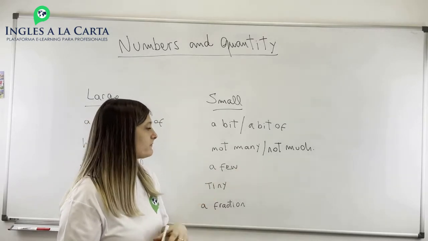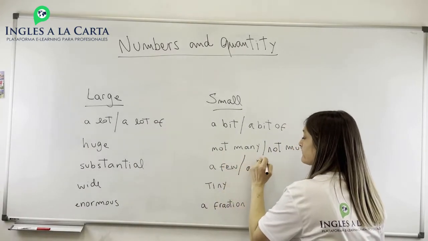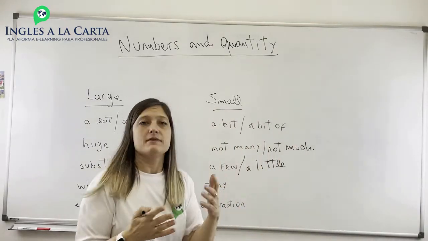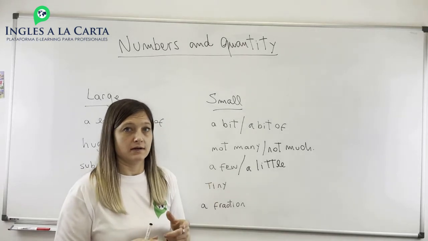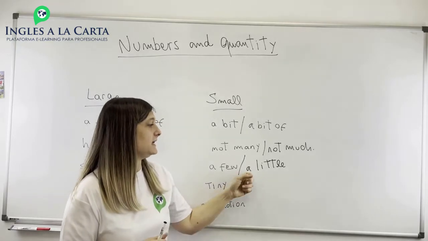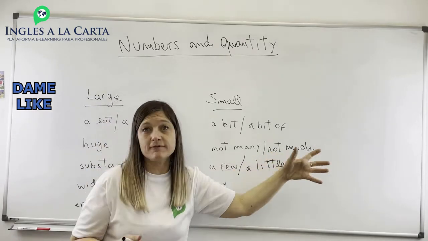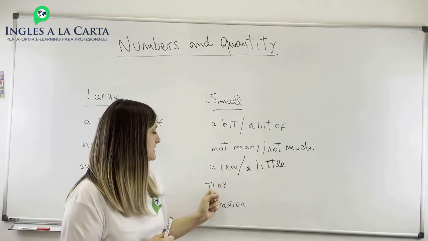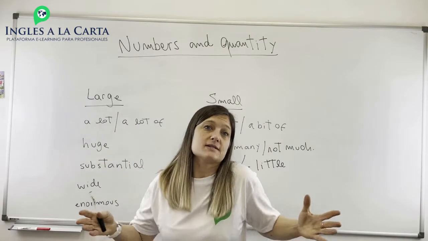A few. This is for countable nouns, and we have a little for uncountable nouns. For example, the booklet has a few pages. Pages is countable. We can say 5 pages. But little is for uncountable. For example, instead of saying there is not much information, we can say there is a little information. Tiny or a fraction, it's a little piece of something.